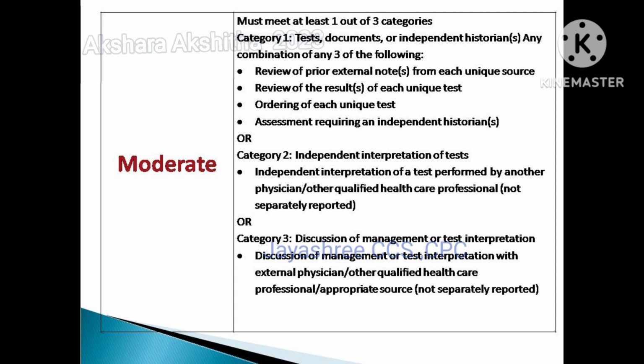Next, drug therapy requiring intensive monitoring for toxicity. All drug therapy requiring intensive monitoring for toxicity we can consider as high risk. Okay, moderate risk is completed. Out of these few points, if any one point is matching, then we can consider it as moderate. So next is high risk.